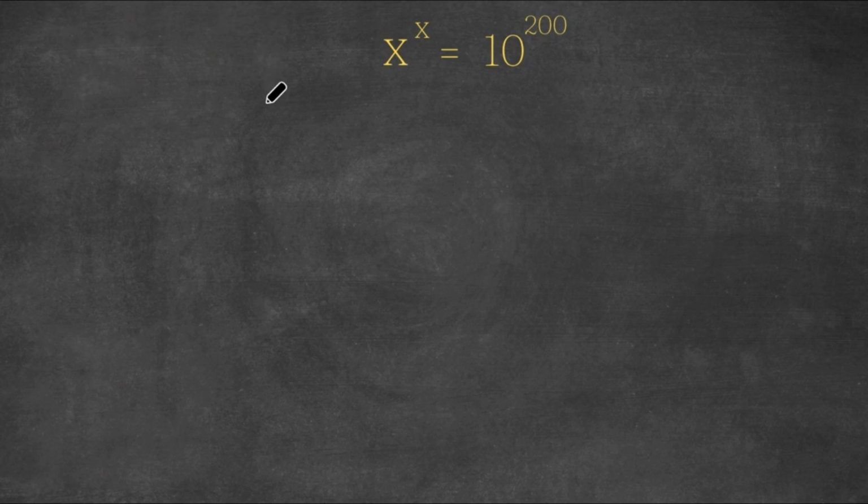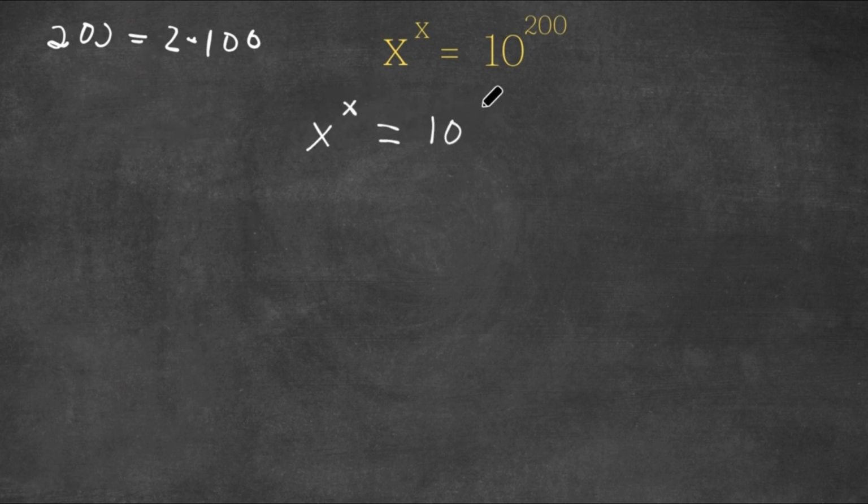In today's video, I'm going to be teaching you guys how to solve this exponential equation. So we have x to the power of x is equal to 10 to the power of 200. Now, 200 is equal to 2 times 100. So I'm going to replace 200 with 2 times 100. So now we have x to the power of x is equal to 10 to the power of 2 times 100.